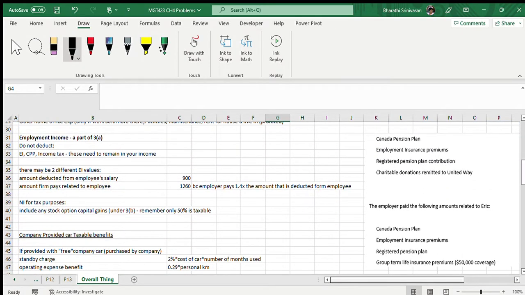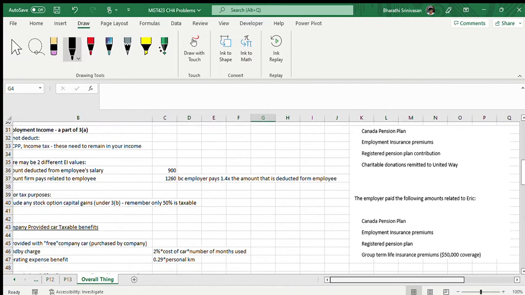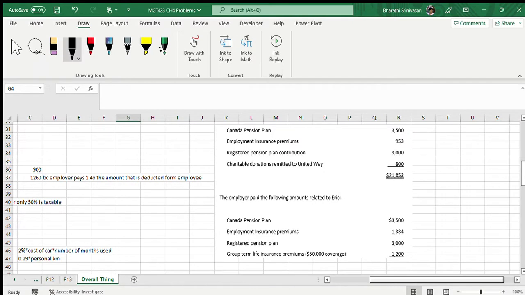Another thing is, sometimes you'll be given two different EI values, or two different RPP values. First we'll go over the EI. In this question, we're given an employment insurance premium of 953 and an employer paid employment insurance premium of 1334. You might be like, what is this even about?